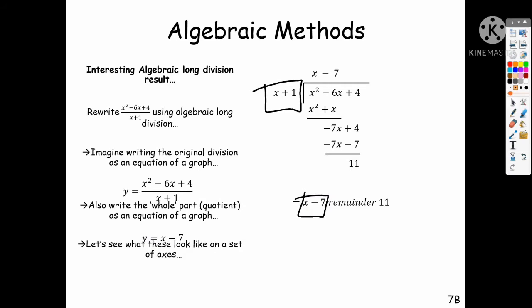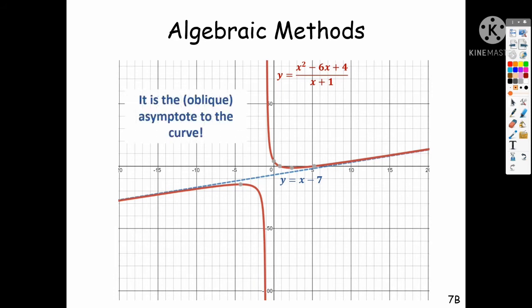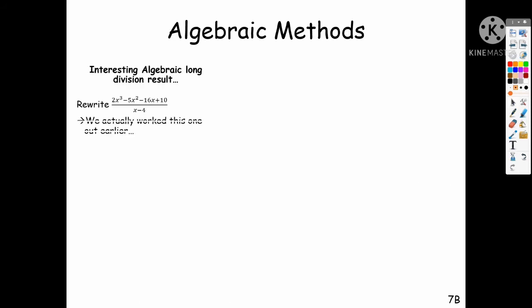So let's see what these look like on a set of axes, shall we? So I've put this into Desmos, which is a graphing tool. You can also put it in Autograph if you use that as well. So this is what we get. Now you can see from the curve, it is the oblique asymptote to the curve, x minus 7. And this is what we're using.